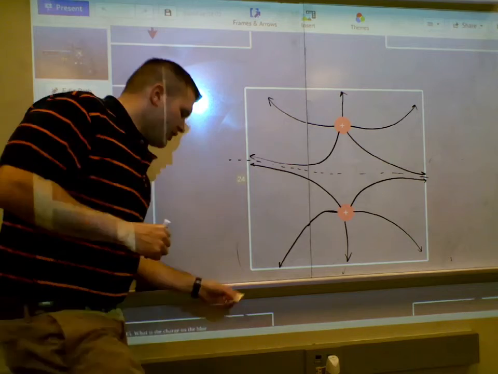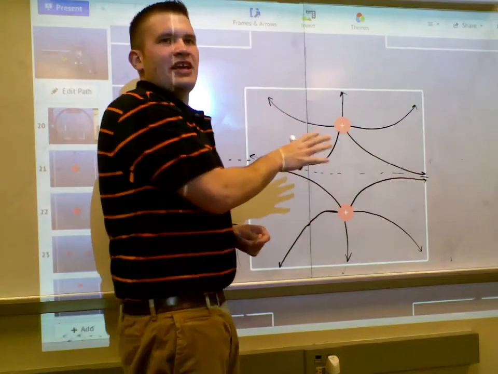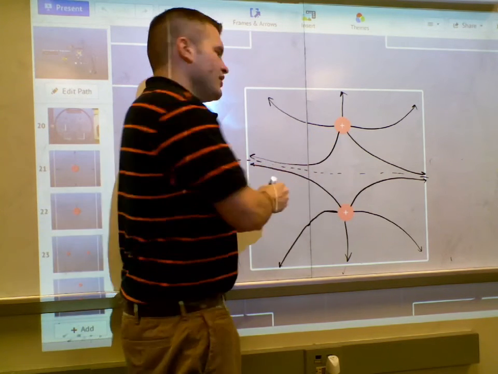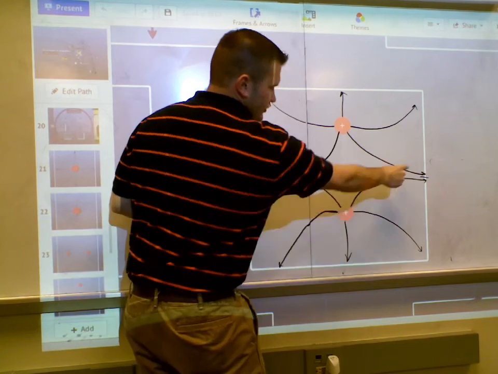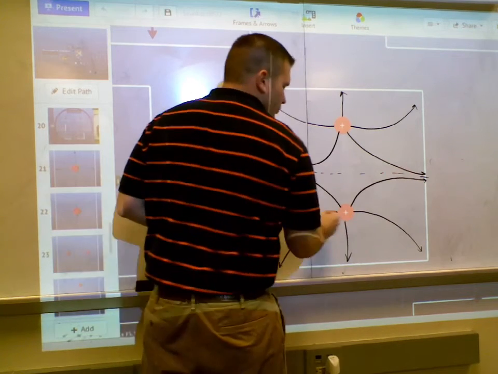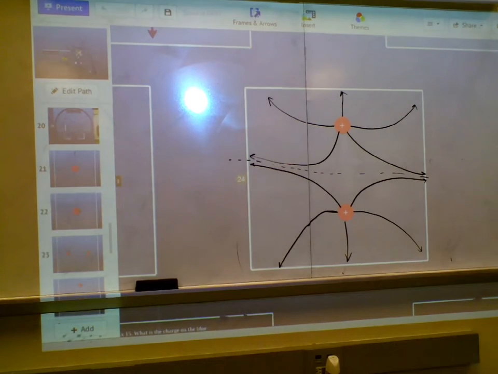Inward, good. If these were negative charges instead of positive charges, it would look exactly the same as this, except all of our lines would point to the charge. The arrows would point in. It would look exactly the same, just the arrow is pointing in. Are there any questions?